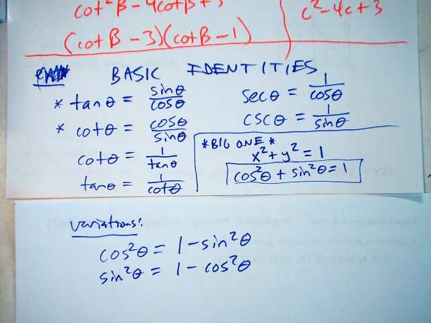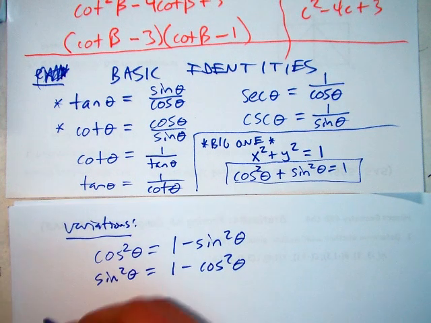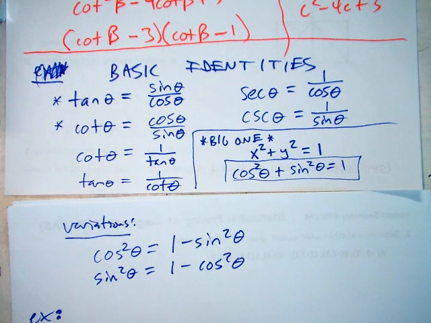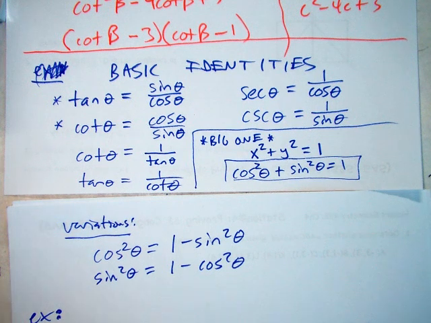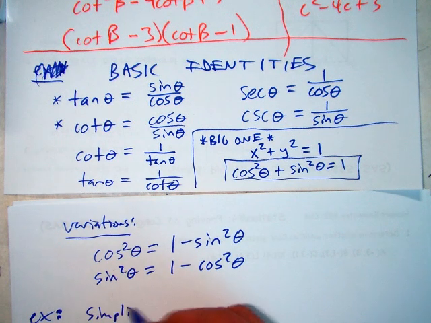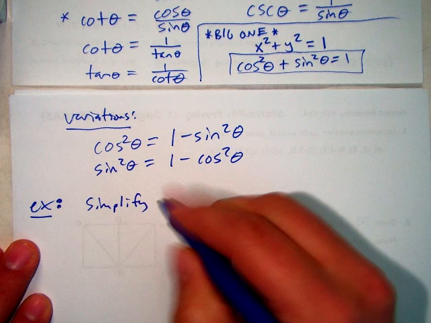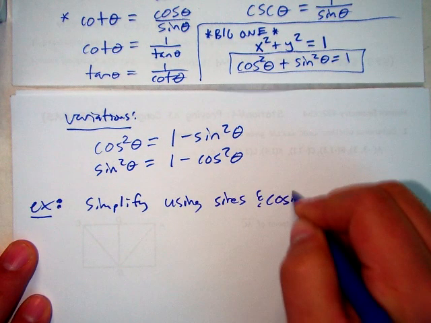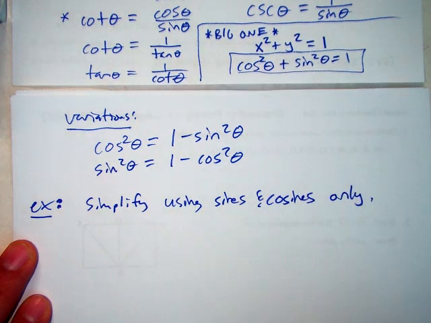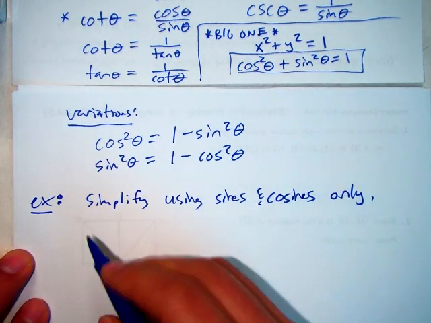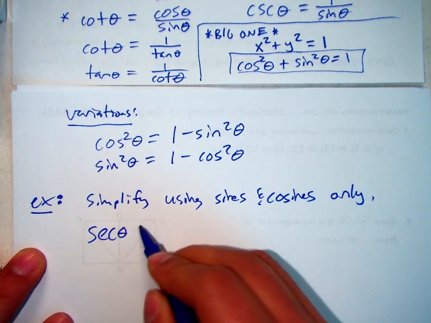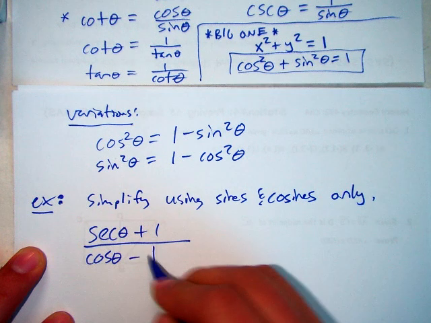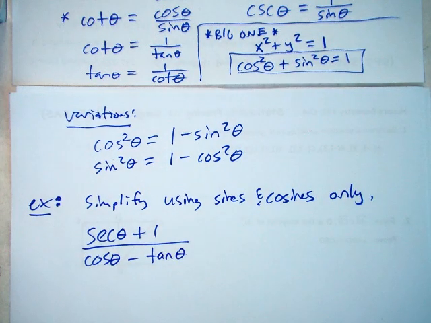Okay, then Kevin will walk us through this last example here. Simplify using sines and cosines only. So if I start with secant theta plus 1 over cosine theta minus tangent theta, Kevin's going to tell us what to do because the directions are pretty clear.